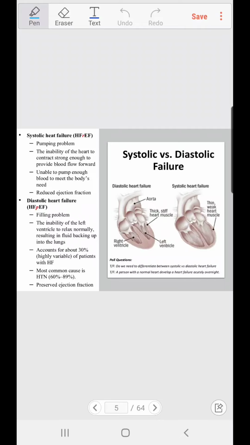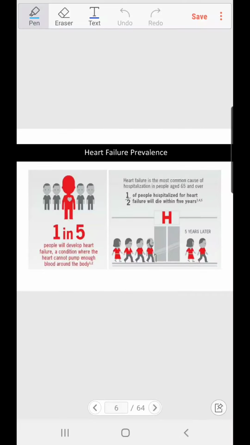Here's the systolic and diastolic picture of heart failure. On the left is the left ventricle thickened, so the left is diastolic, and the most common cause is hypertension causing this problem. On the right side is systolic heart failure, in which the cardiac muscle is weakened and cannot pump enough blood to the outside.